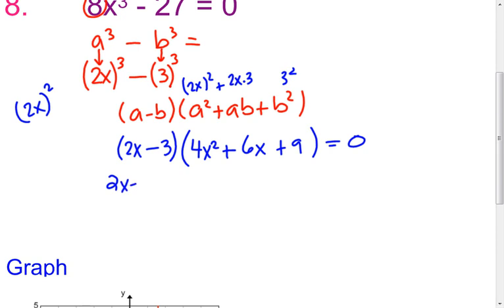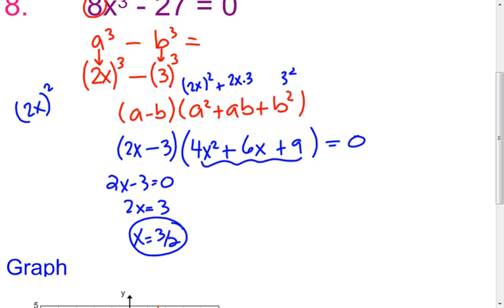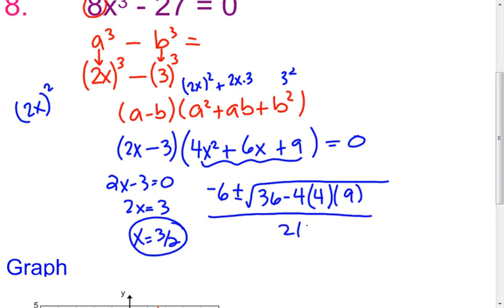So when I take 2x minus 3 and set it equal to 0, I get 2x equals 3. So x is 3 halves. There's your first answer. I know it crosses the x-axis at 3 halves. This piece in here, again, does not factor. So I'm going to use the quadratic formula. So here we go. The opposite of b plus or minus the square root of b squared. So 6 squared is 36 minus 4 times a, which is 4, times b, which is 9, all over 2a.